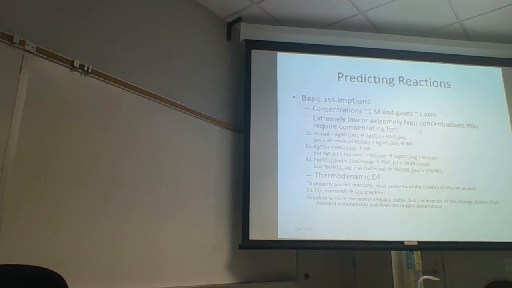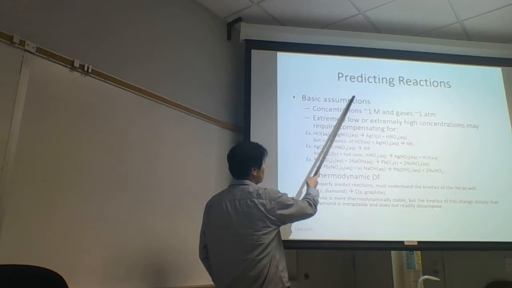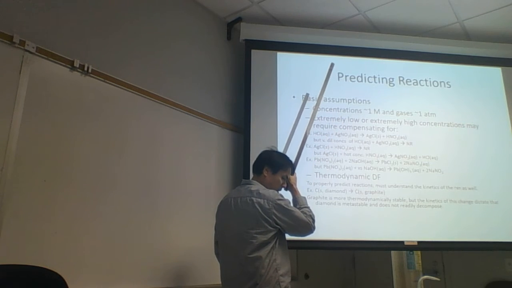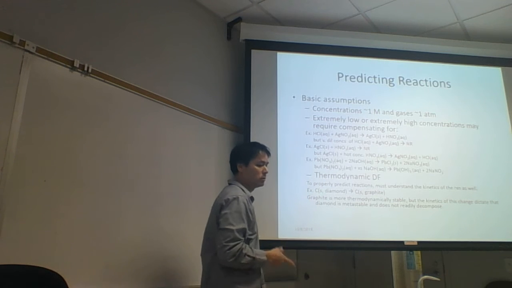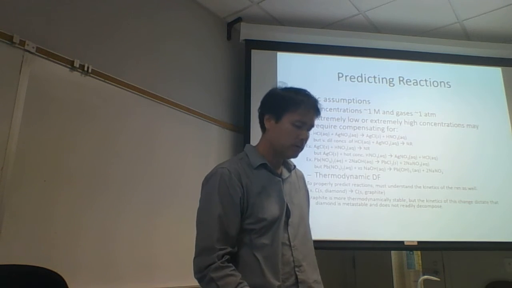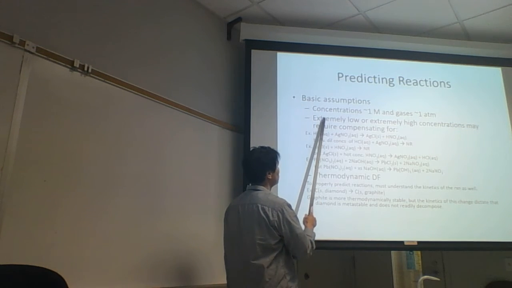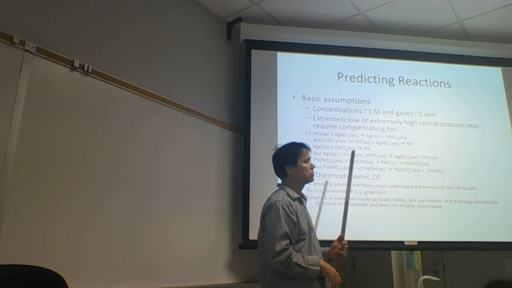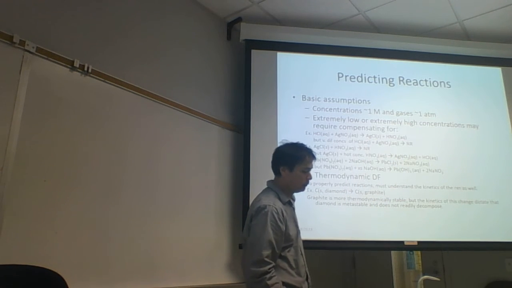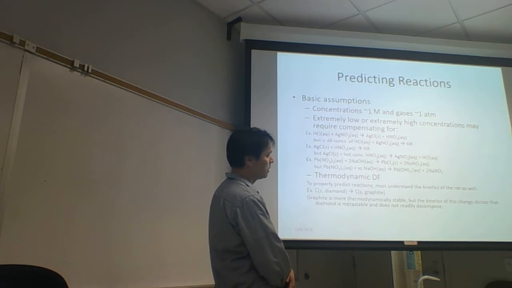So when we're predicting reactions, it's good to be able to predict what's going to happen if you mix these two chemicals. But there are some assumptions that we have to make when we do these predictions. The basic assumption is that we're dealing with fairly high concentrations. If we're dealing with extremely low concentrations, then what we predict might not happen. And likewise, if we're dealing with extremely high concentrations, then we might get other things happening as well.